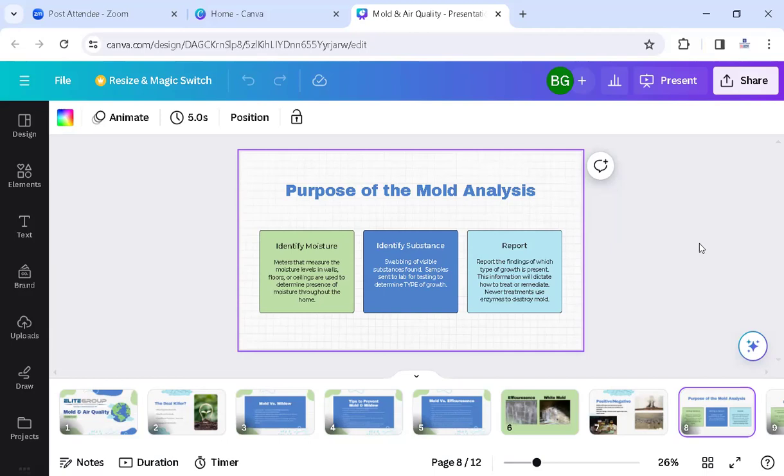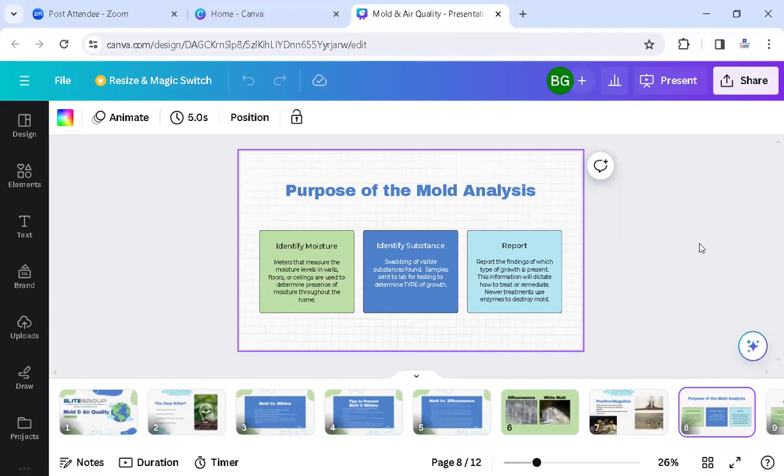The last part is the report. And the report of the mold analysis is going to show the findings of the growth that's present. It will be in a chart format, and there's usually definitions. Well, there's the scientific name of the mold. There's the definition of what it actually is, where it's likely to grow, what the treatment recommendations are. All that stuff is in there. And it's a long chart of anything we found.